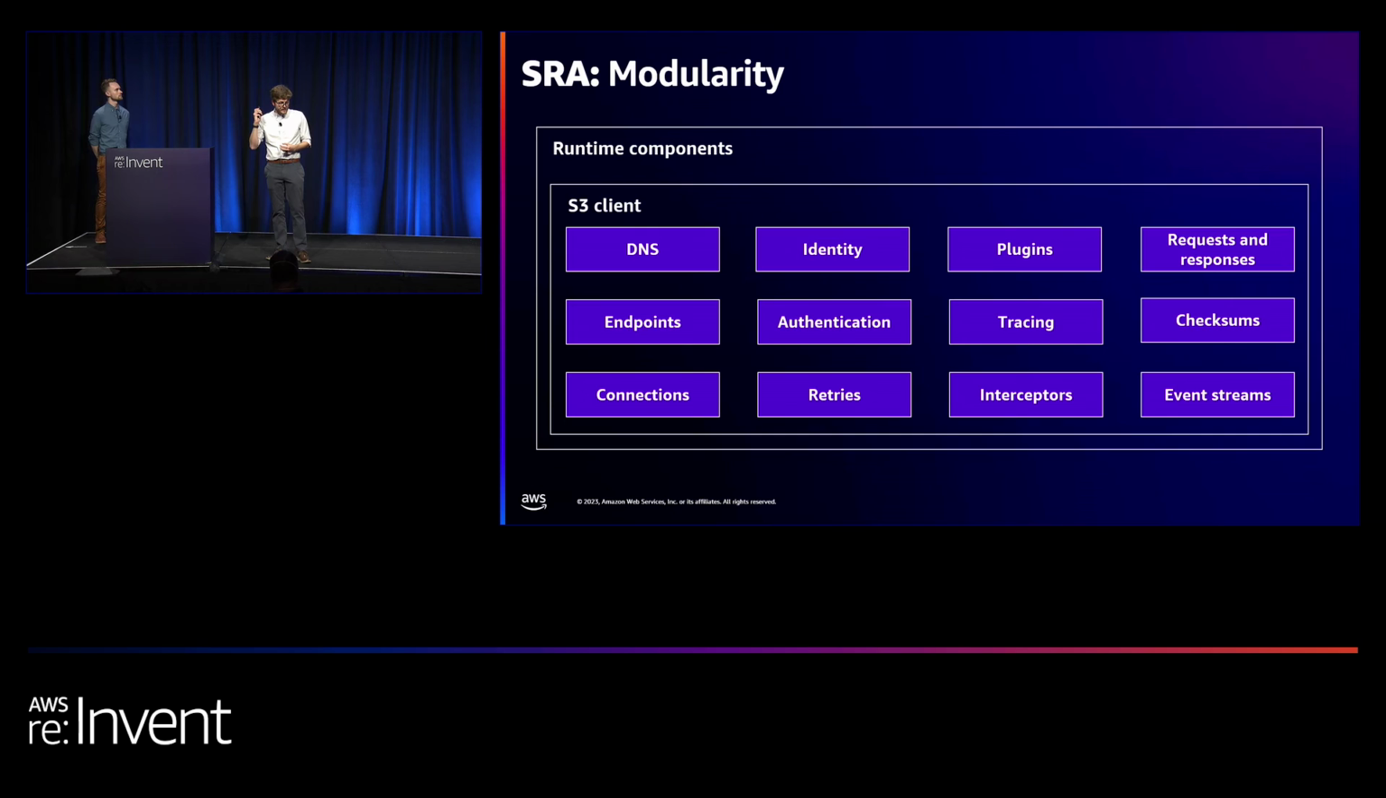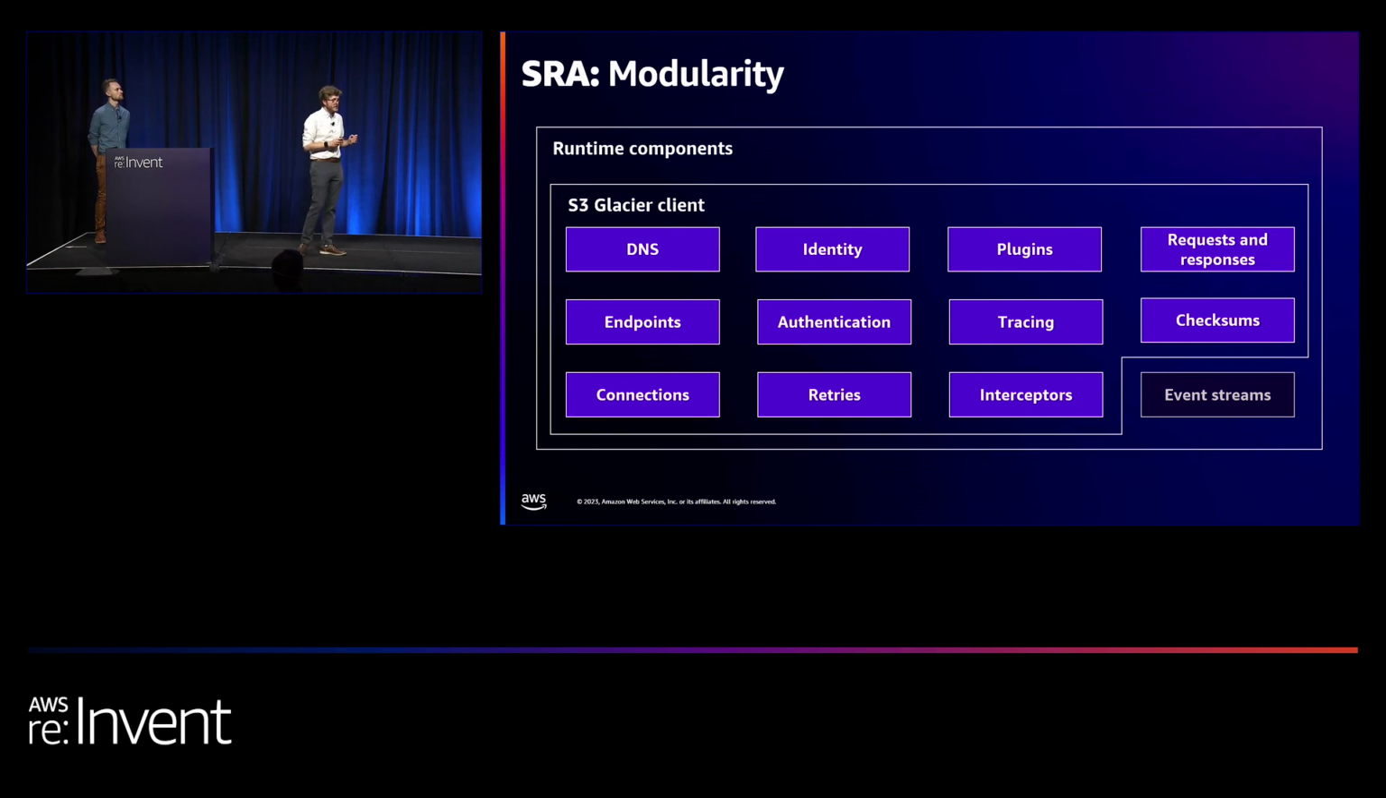However, some of our clients, such as S3 Glacier, don't need some of this functionality. For example, S3 Glacier does not use event streams. Now, what this means is with the Smithy runtime architecture, we can start to vend clients that only include the modules that they need, minimizing the runtime overhead of all of our clients, keeping the size as small as possible so that your applications run as fast as possible.